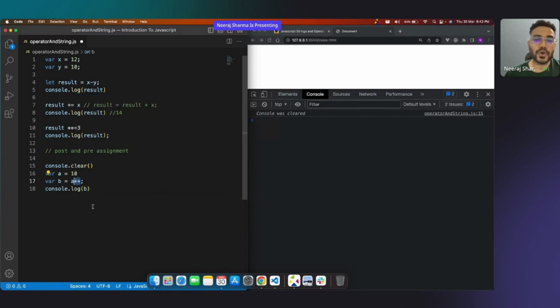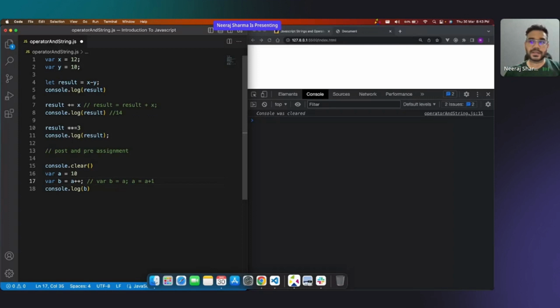So this is a postfix operator. Basically, after the variable we are doing the addition. So what happens in this case is first your value gets assigned to the variable. In this case a is equal to 10. So what will happen? The 10 will first get assigned to b, and after that a will get plus plus. So this can also be written this way: b is equal to a, and then a equals a plus 1. It is actually this.